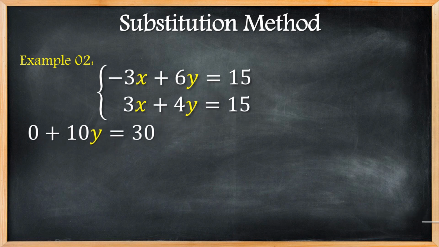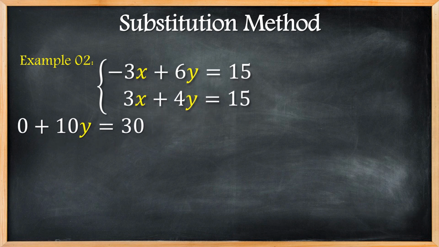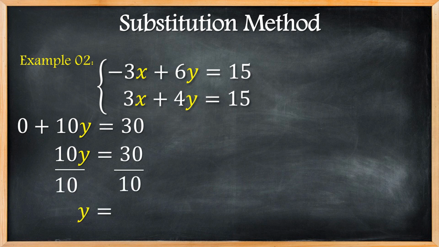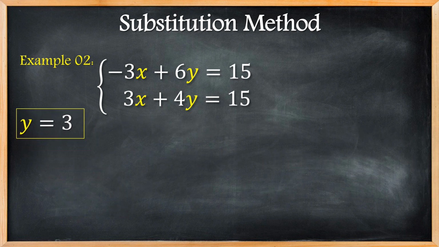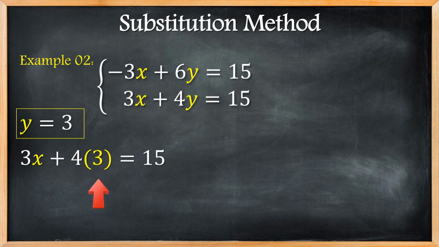Now we can solve for y. Now that we have 10y = 30, we solve for y by dividing both sides by 10. y equals 30 divided by 10, which simplifies to 3. So we have found that y = 3. Next, we substitute this value back into one of the original equations to find x. Let's use 3x + 4y = 15. Replacing y with 3, we get 3x + 4 times 3 equals 15, which simplifies to 3x + 12 = 15.